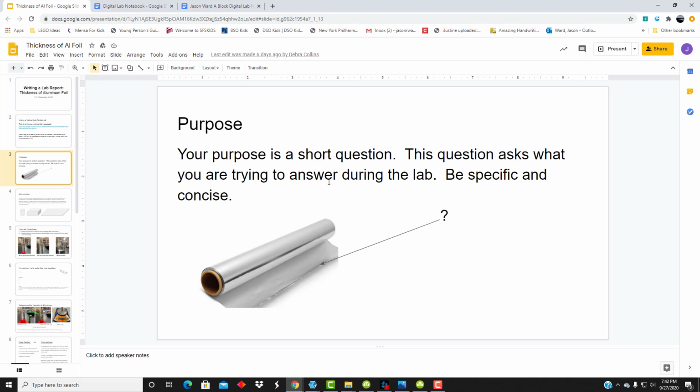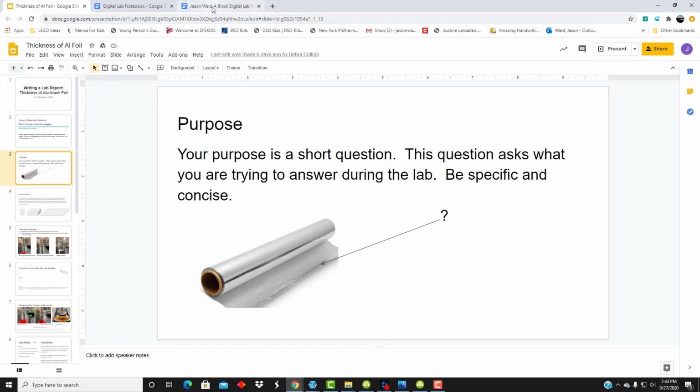So the purpose of any lab is generally a short question, right? So what is it that we're doing? Why are we doing this lab? That's what purpose means. And you want to be pretty concise in this. This is not a big, long, detailed explanation of everything you're going to do. It's what is the objective of this lab? And in this case, the objective of the lab is to determine the thickness of aluminum foil.